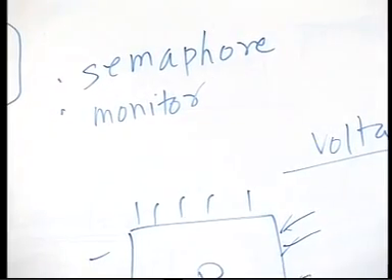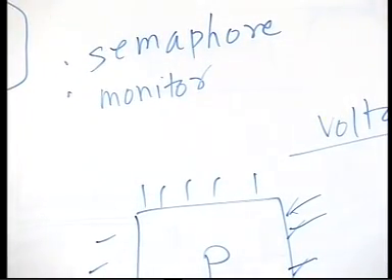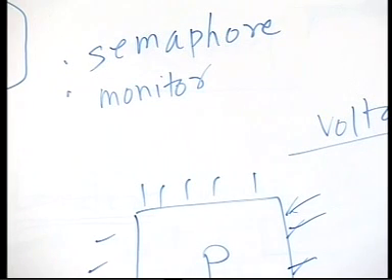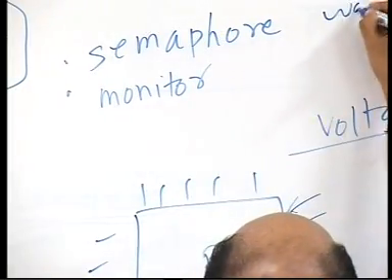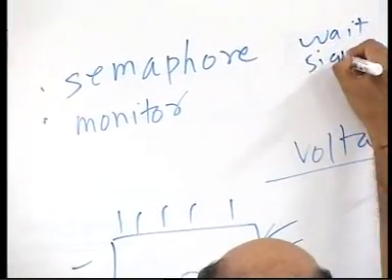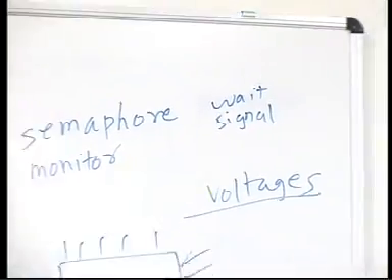What is the semaphore? It can be binary, it can be counting also. So it's a variable. You define a special variable inside the operating system called semaphore, and there are two operations possible on that variable. What are those operations? Here, wait and signal. What is wait and what is signal?